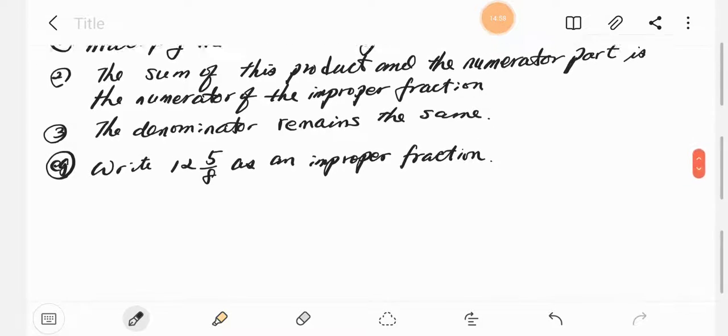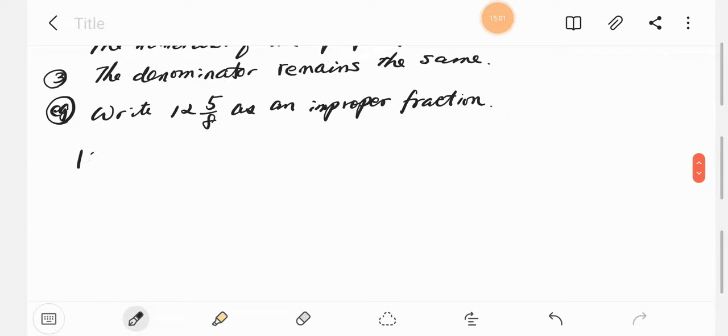Here is 12 and 5 over 8. So 12 is the whole part, 5 is the numerator, 8 is the denominator. When you convert this one to an improper fraction, we multiply the whole number by the denominator, 8. So 12 multiplied by 8, and then add it to the number in the numerator, 5. This will be the numerator of the improper fraction, and the denominator remains the same. That's it.